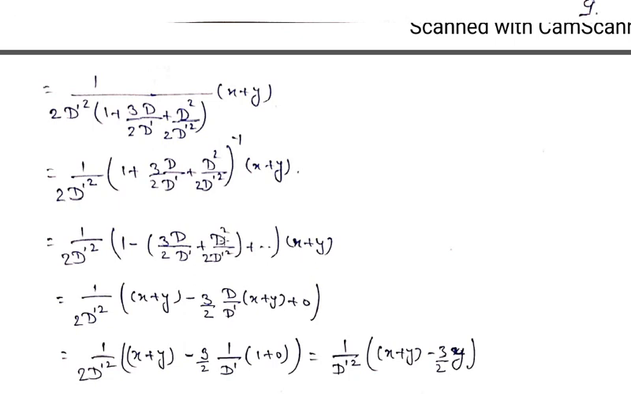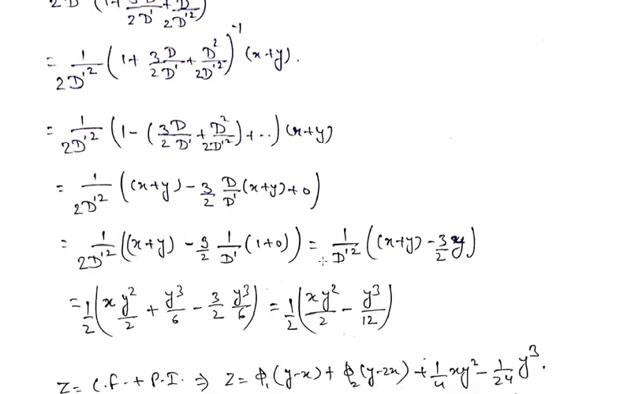Here d means differentiate with respect to x. We are to differentiate x twice with respect to x, it gives 0. We are to differentiate y twice with respect to x, it also gives 0. So now we differentiate this term with respect to x, it gives us 1 and it gives us 0. Now we integrate this 1 with respect to y, it gives us y. So it becomes 1 upon d prime square over x plus y minus 3 by 2 y.